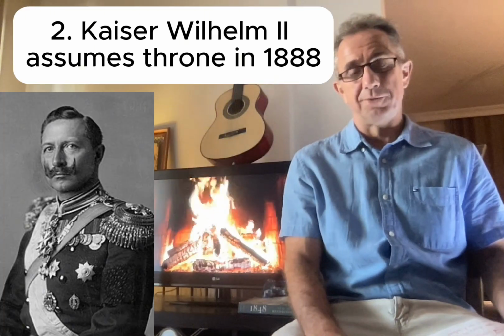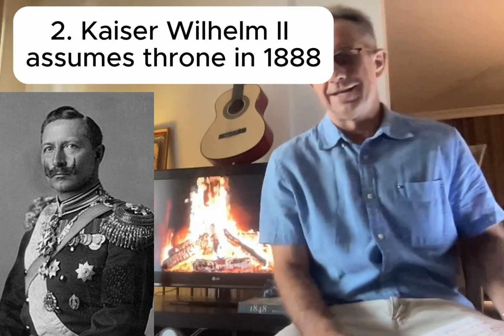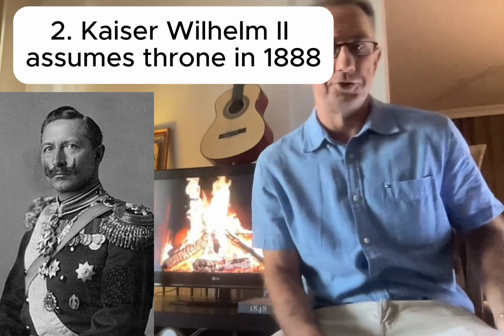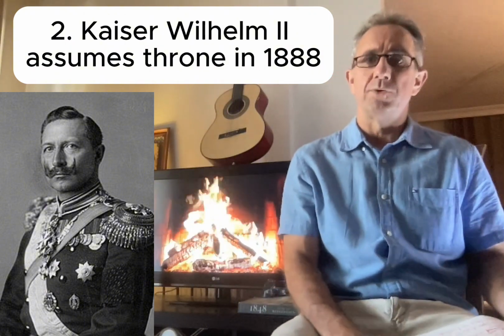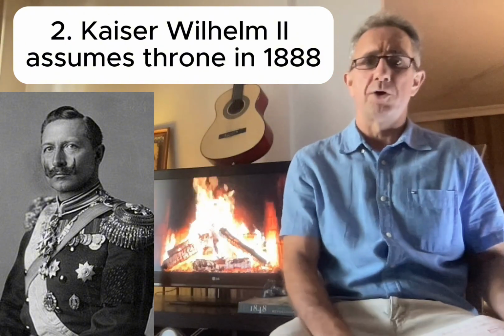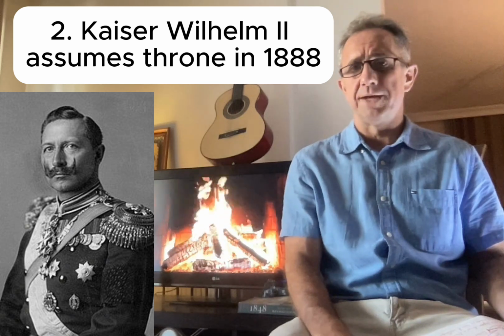Kaiser Wilhelm II, number 2. The son of Kaiser Wilhelm I, Kaiser Wilhelm II in German. He ascends the throne in 1888 and begins working with Otto von Bismarck, a man he greatly respected for what he was able to accomplish up until that time.